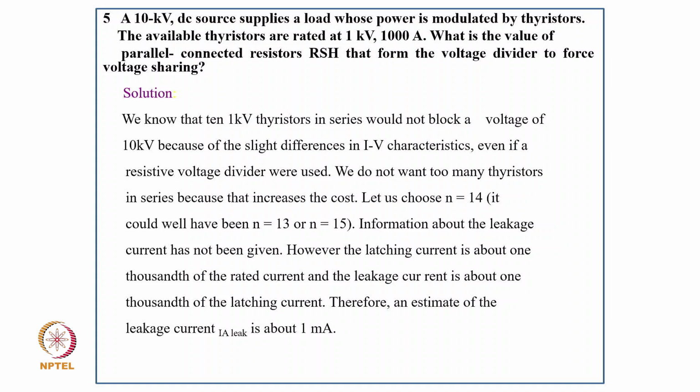So even if a resistive voltage divider were used, we do not want too many thyristors in series because that increases the cost. So let us choose n equal to 14. It could well have been n equal to 13 or n equal to 15. So information about the leakage current has not been given. So the latching current is about 1/1000th of the rated current, and the leakage current is about 1/1000th of the latching current. So therefore an estimate of leakage current is around 1 milliampere.